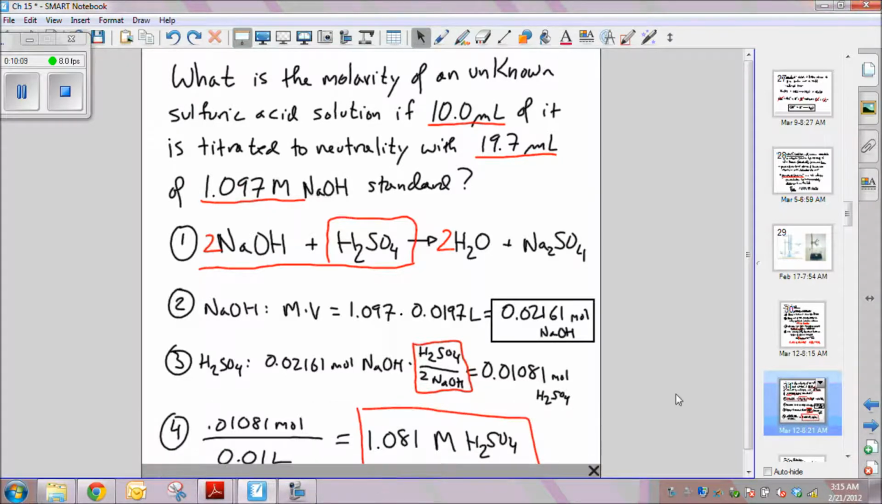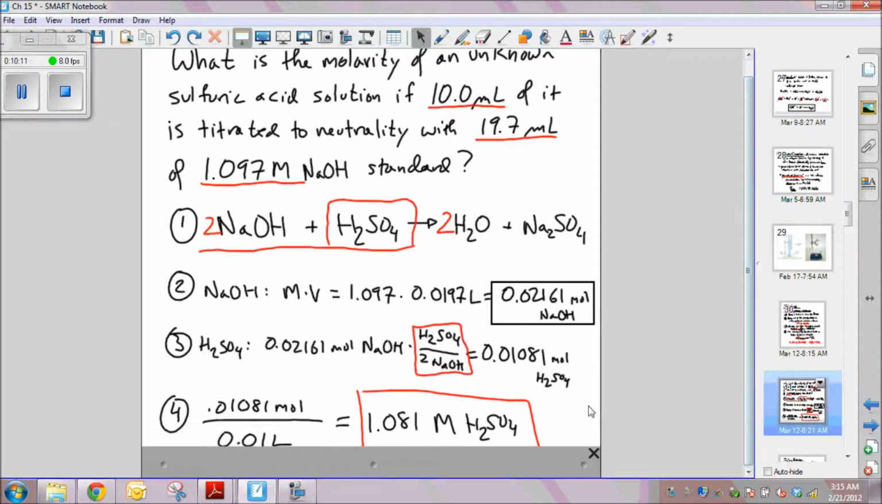And then, since we know the volume of the sulfuric acid that was given right up here, 10 milliliters of our unknown, we just do a quick molarity calculation: number of moles divided by volume gives molarity. So here's moles divided by volume, 10 milliliters, and we end up with a molarity of 1.081 moles per liter of sulfuric acid.